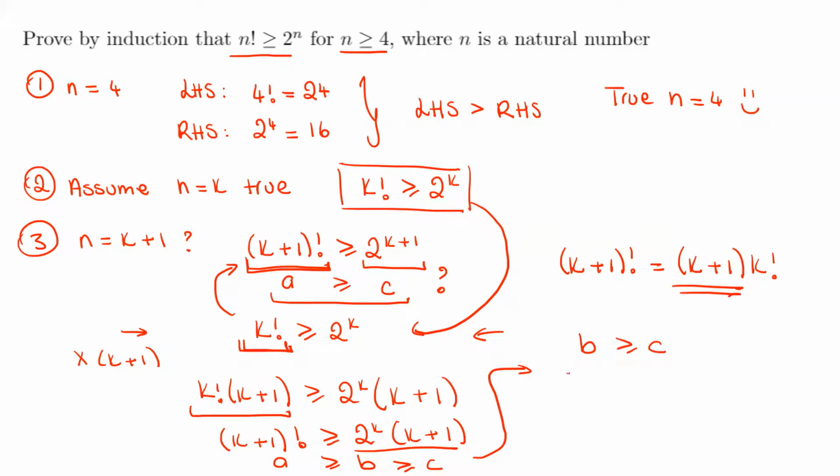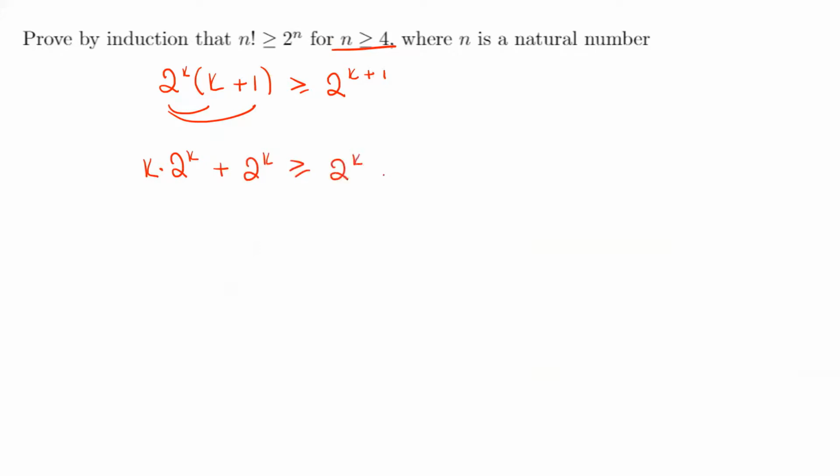So that means we need to prove that 2 to the power of k multiplied by k plus 1 is going to be greater than or equal to 2 to the power of k plus 1. So if I write that again, we're going to have 2 to the power of k multiplied by k plus 1, and we need to show that this is always true when k is greater than or equal to 4. So if I just go ahead and multiply it out and see what happens, we're going to get k multiplied by 2 to the power of k plus 2 to the power of k. That's going to be greater than or equal to 2 to the power of k plus 1.